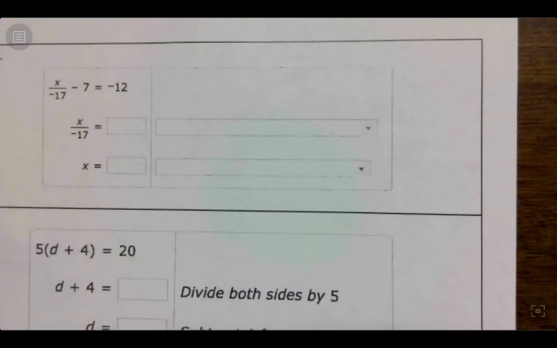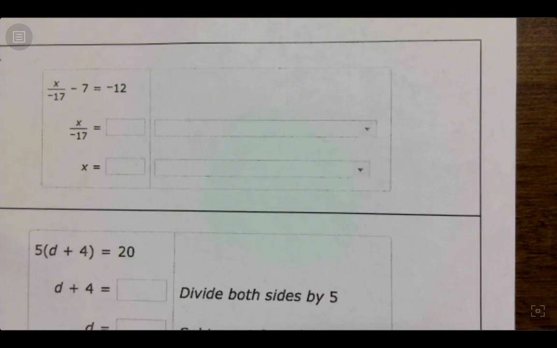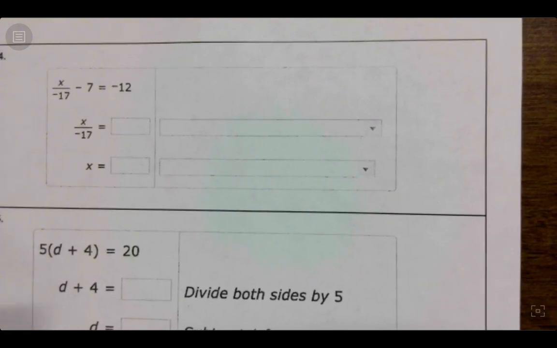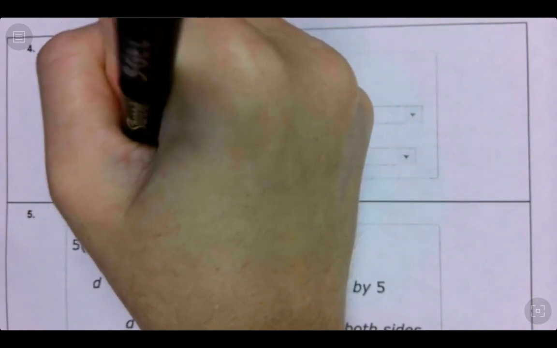4 is exactly like how we did number 2. So try 4 for me. Pause the video, try it, and come back. Welcome back. So we should have drawn our line.